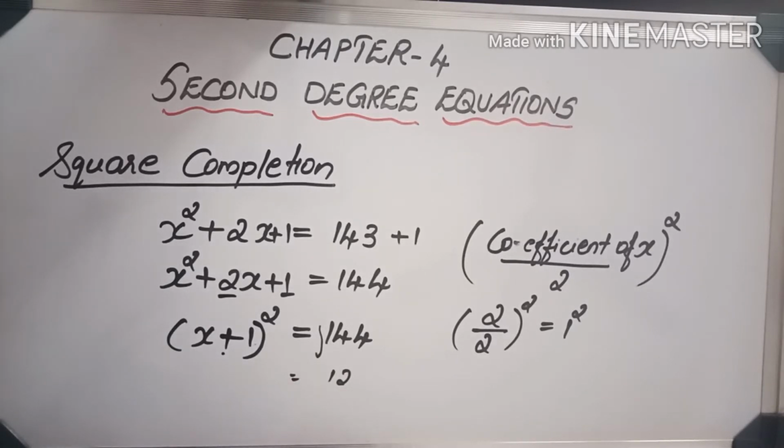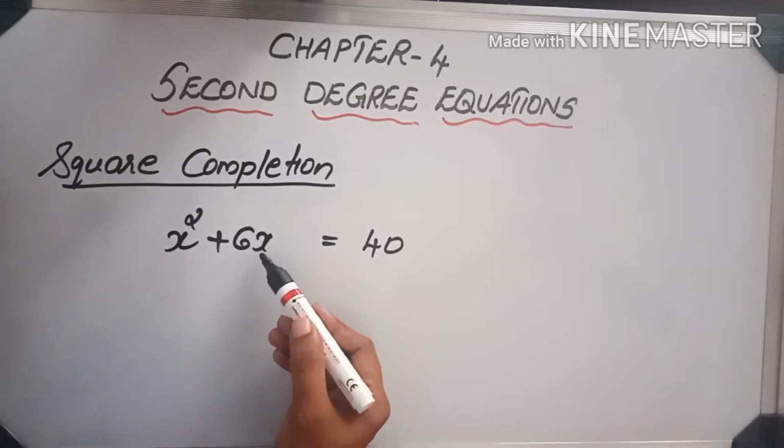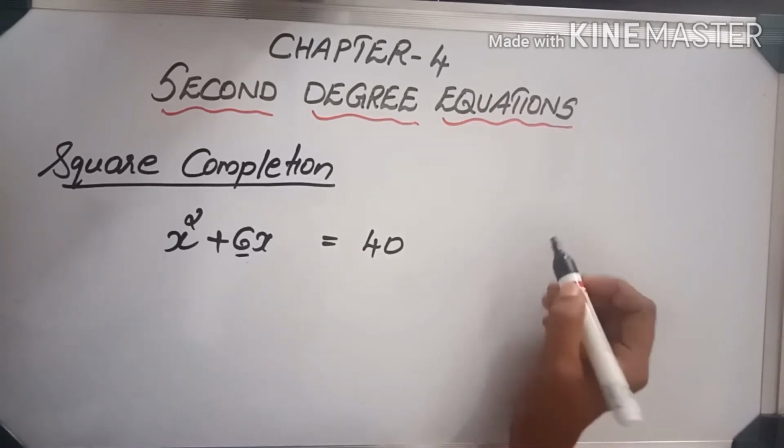We'll explain one more method, then it will be clear to you. Consider this example, that is x square plus 6x equal to 40. Here we need to find the value of x. In order to apply the square completion method, first of all we want to find which number we have to add to these two sides. For that, first find the coefficient of x. 6 is the coefficient of x.